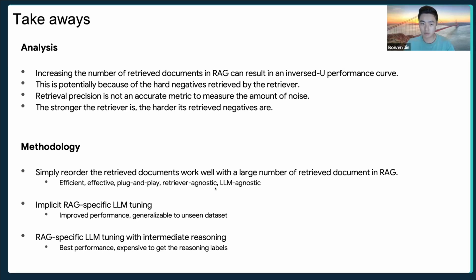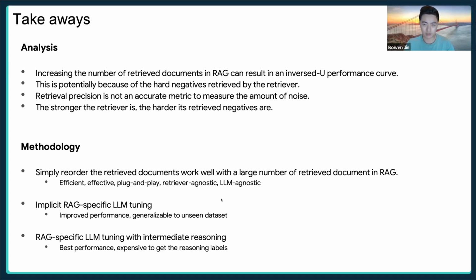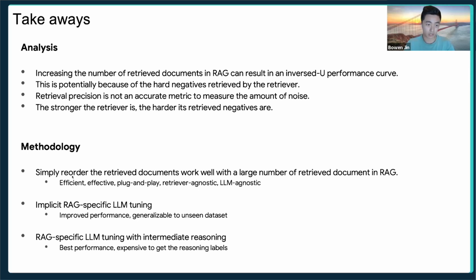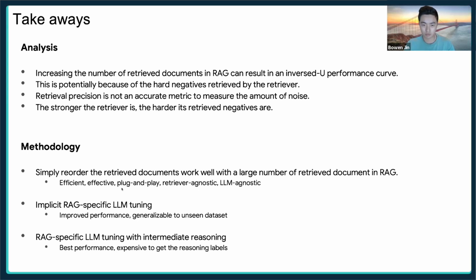So it means that if we want a very quick solution to adapt long-context LLMs to large-scale RAG, we can just try retrieval reordering. And if we have a large number of retrieved documents, this will surely improve the performance, no matter what retriever you use, no matter what large language model you use.